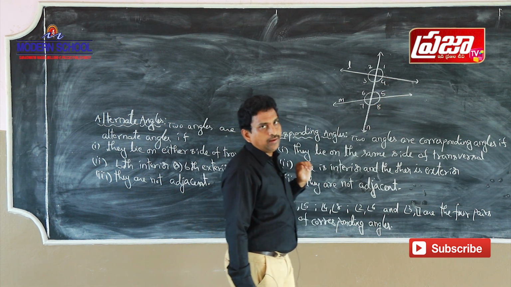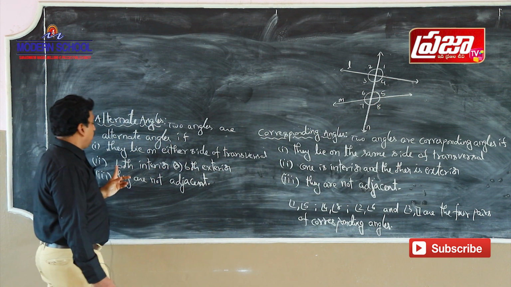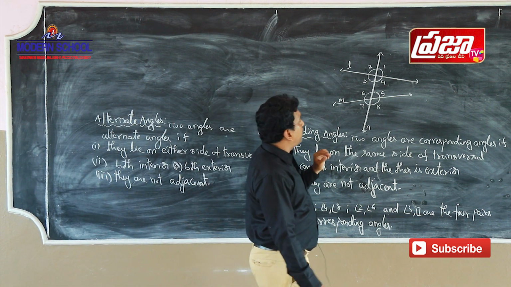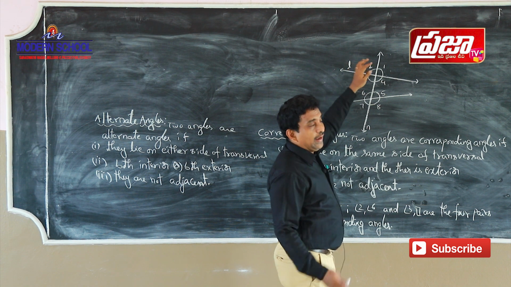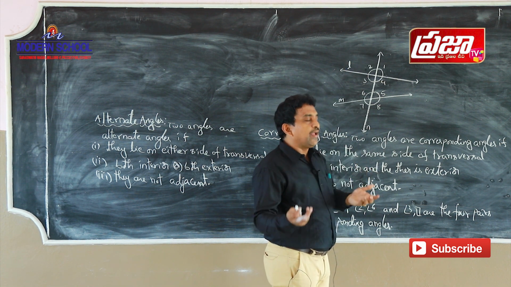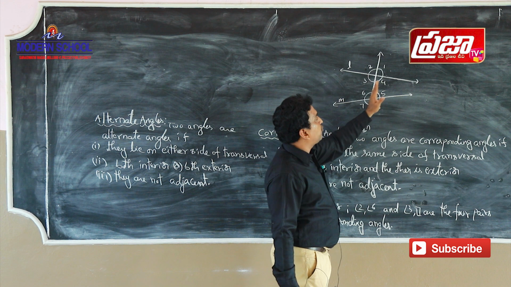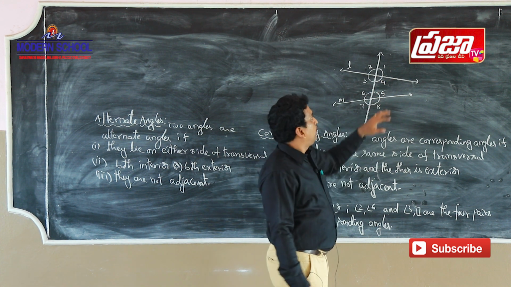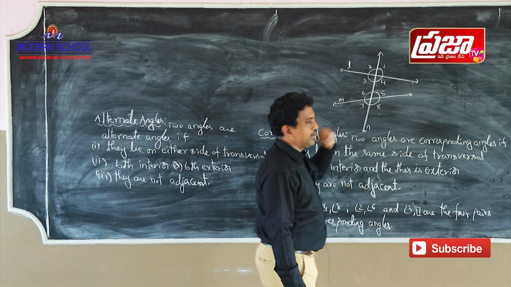Now come to the second point. Both interior or both exterior. Since 2 is exterior, its alternate angle is also an exterior angle. So this side, the exterior angles are 1 and 8. So 4 and 5 are eliminated. So I have to consider 1 and 8.